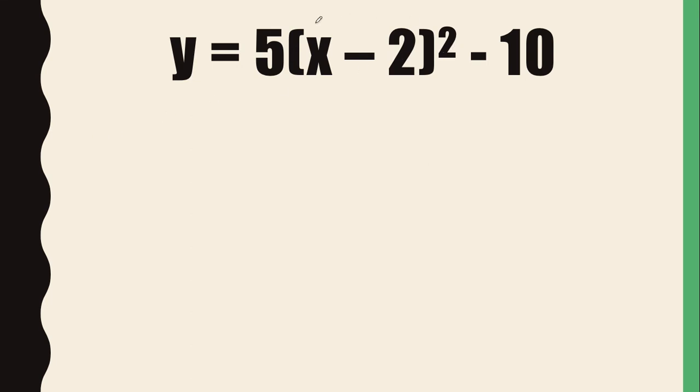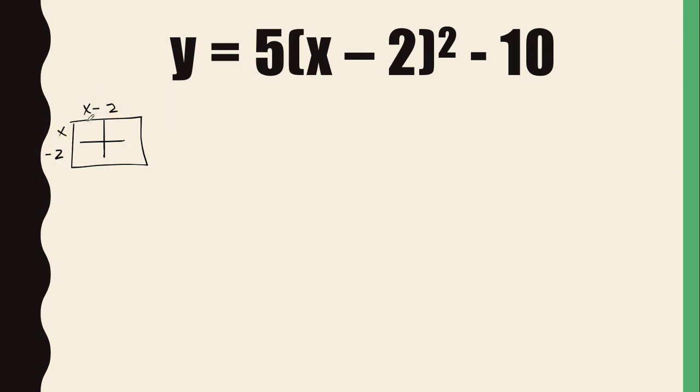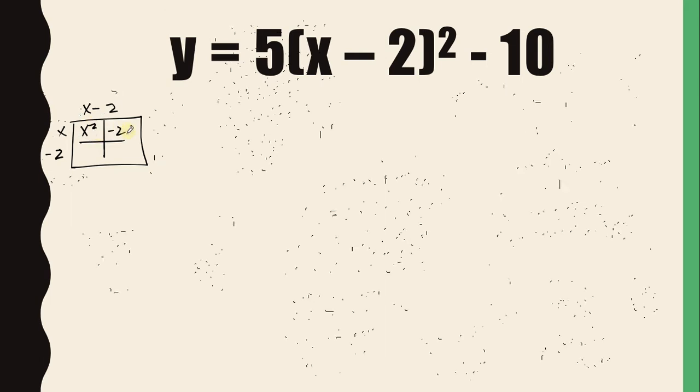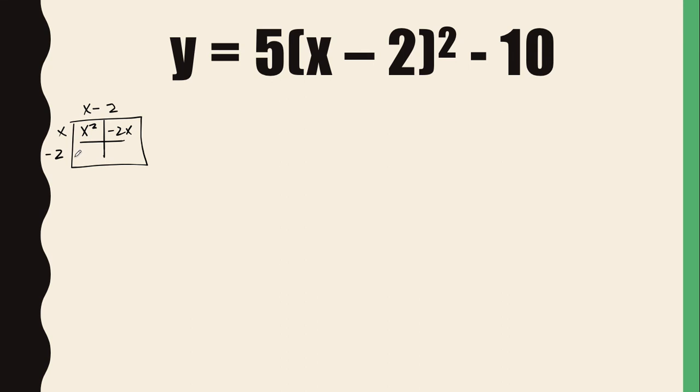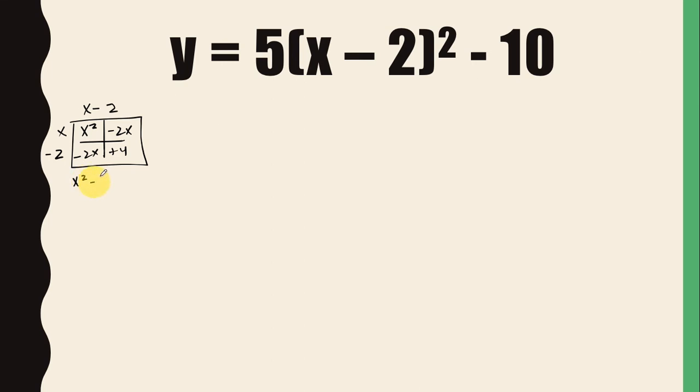Well, (x minus 2) squared is not just distributing this squared to everything. (x minus 2) squared is x minus 2 times itself. So, box method or FOIL, whichever you prefer, x minus 2 times x minus 2. x times x gives me x squared. Negative 2 times x gives me negative 2x. Negative 2 times x gives me negative 2x. Negative 2 times negative 2 gives me positive 4. So that breaks down into x squared minus 4x plus 4.